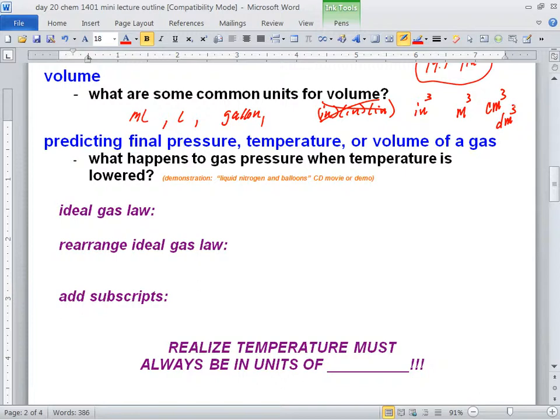Predicting the final temperature, pressure, or volume of a gas. Manuel, what would you say happens to gas pressure if you make the temperature of the gas colder? You lower that temperature, the pressure would increase. Do you agree? Emily, you agree? Make it colder, pressure's going to go up. In nature, what happens typically to stuff if you make it really cold? It slows down. It really does. Like hibernation, or whatever. If you really make things colder, things really just slow down.